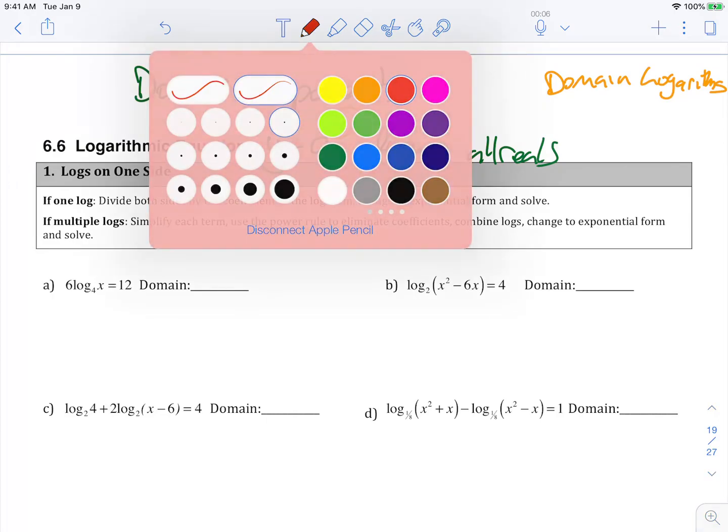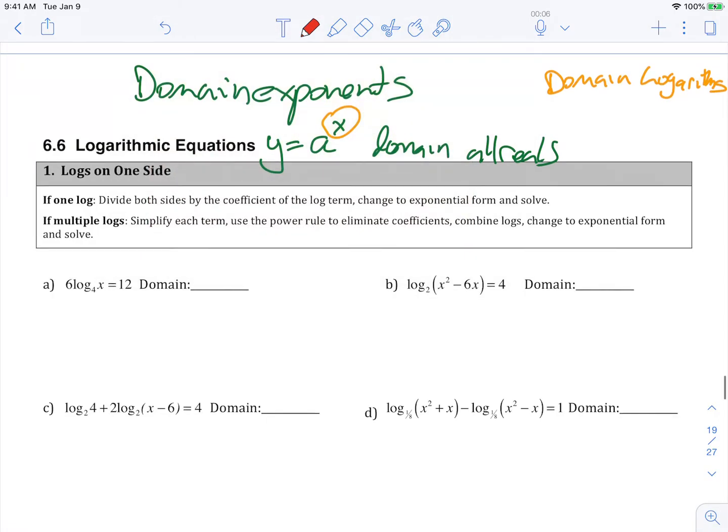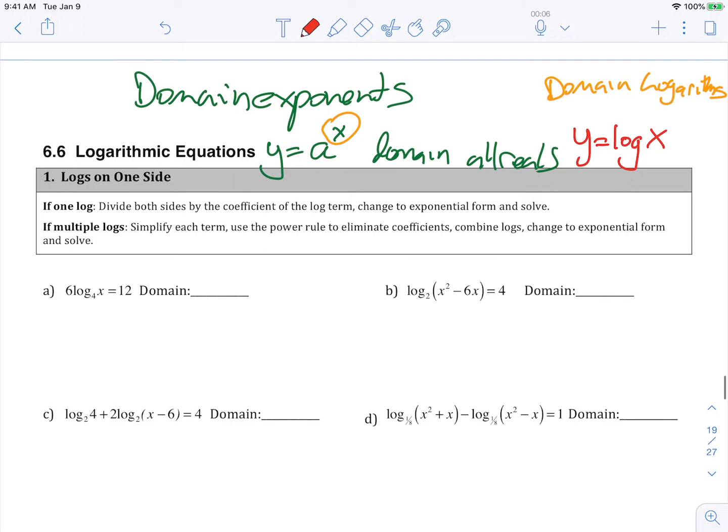Remember, logarithms are the inverse of the exponents, and so for exponents, the domain was all reals, but the range is greater than 0. Well, for logarithms, it's the other way around. So if I have y equals log of x, that means that the domain is x has to be greater than 0. Now, this changes, of course, if this is like x minus 1 or x minus 2 or something like that, we have to adjust. So just know that the x values have to be positive. So the input here has to be a positive number.